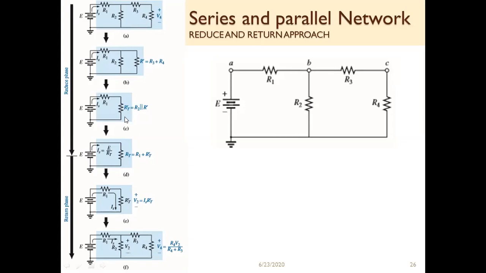Again, if you see that these two resistors came into series with each other, so simply we will add these two to make it one. So that would be RT. So RT is equal to R1 plus RT dash. So we made it one over here.